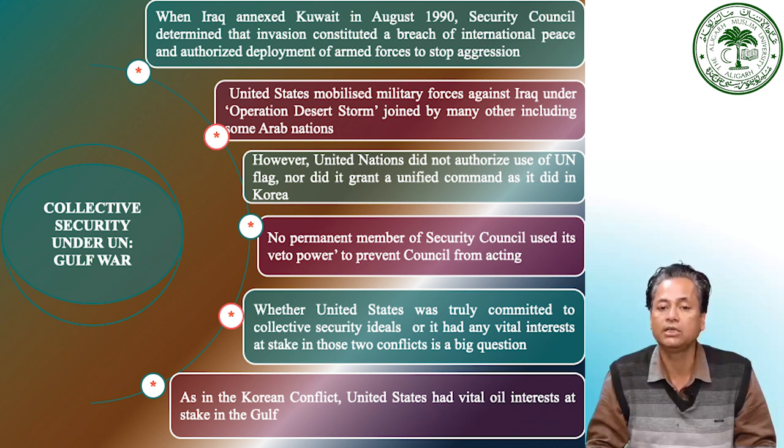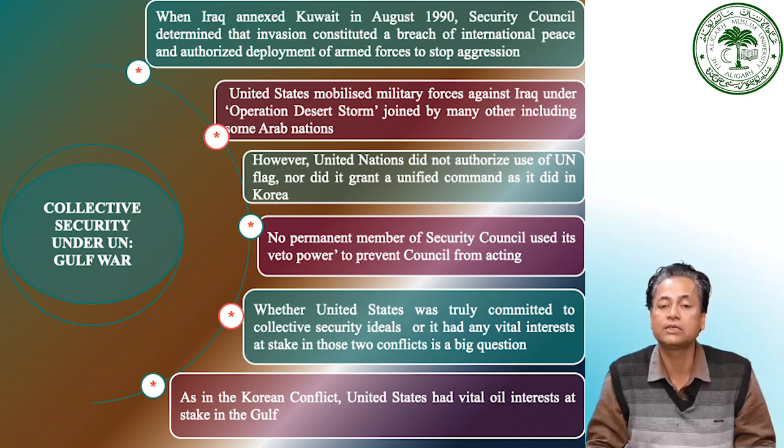When Iraq annexed Kuwait in August 1990, the Security Council, acting with greater promptitude and cohesion than at any other time since the Korean War, determined that the invasion constituted a breach of international peace and security, and authorized the deployment of military forces to stop the aggression of Iraq. So, the point is, right from 1950, this is the second time you find collective security action on the part of the United Nations, and that was to deal with Iraq's aggression against Kuwait.